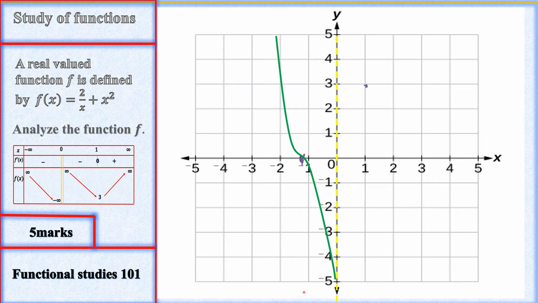Now from the right of 0, we are in this zone. Okay, so the function now decreases from positive infinity. It turns at this point. So you have the shape like that. It decreases from positive infinity, turns at that point, then goes back to positive infinity. So that is the sketch.